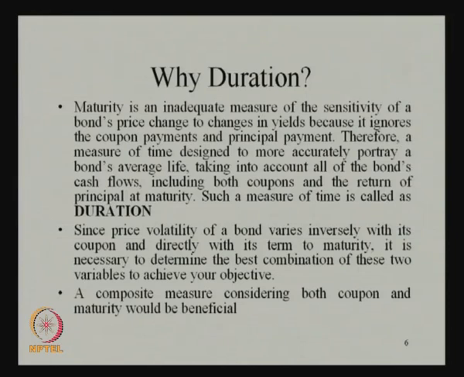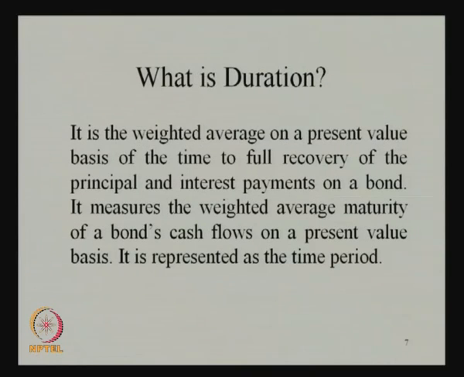So, a composite measure considering both coupon and maturity would be beneficial for the investor. So, that is why: what is maturity, what is duration? Duration is basically the weighted average, on a present value basis, of the time to full recovery of the principal and interest payments on a bond. It measures the weighted average maturity of a bond's cash flow on a present value basis.